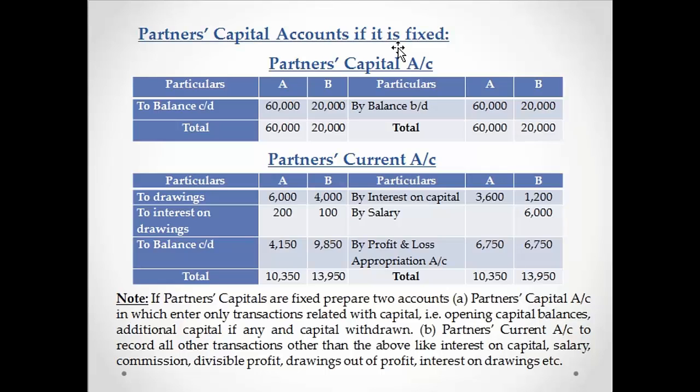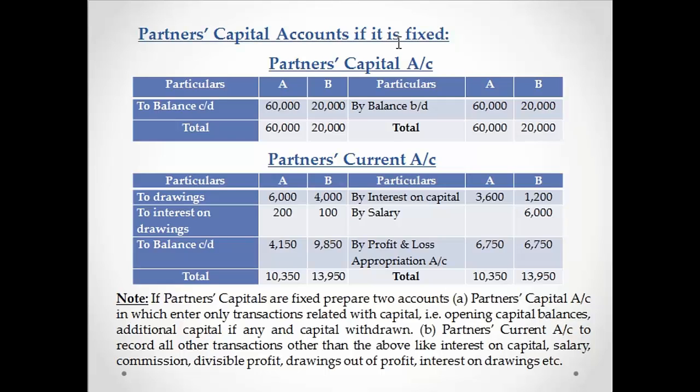When we are following the fixed capital method, we have to prepare 2 accounts. One is called the partner's capital account. Inside the partner's capital account, you start with the opening capital balance, and a separate total is taken for A and B. The same total is on this side also, the difference amount is taken, and that amount is to balance carried down. One more speciality you can note is that their opening capital and closing capital are both the same because their capitals are fixed. So I hope my point is clear for you.